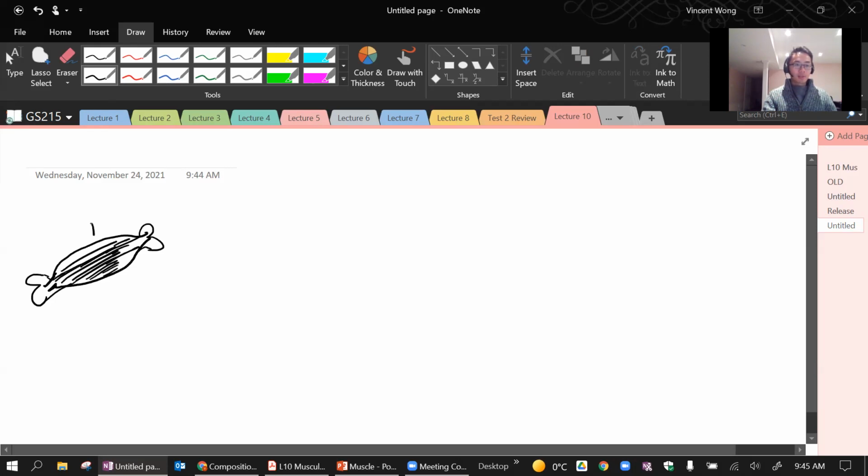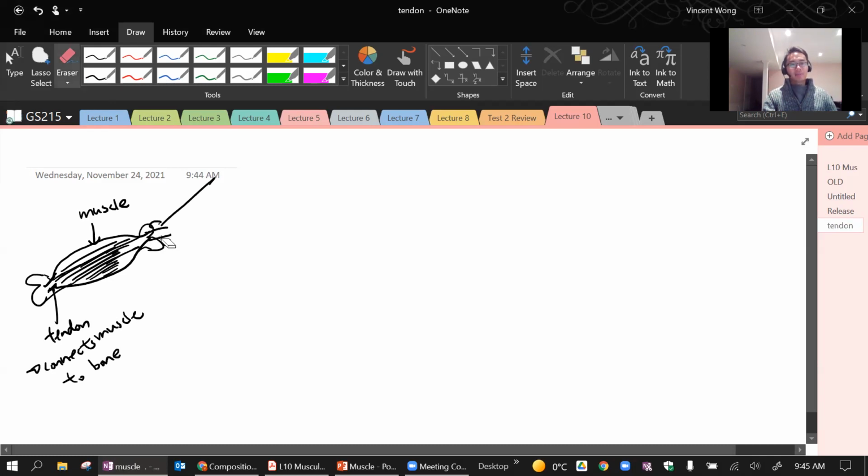So that's the muscle, and then there is the tendon. The tendon connects muscle to bone. This tendon would probably be on another bone. You will never have the tendons of the muscle connecting to the same bone. It's always going to be to another bone, but that doesn't really matter.